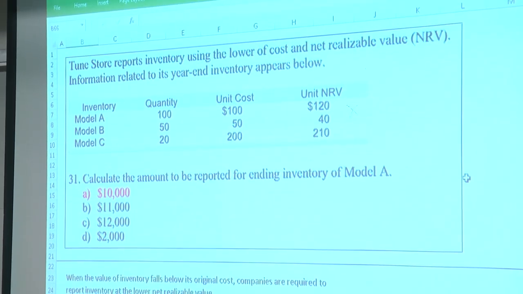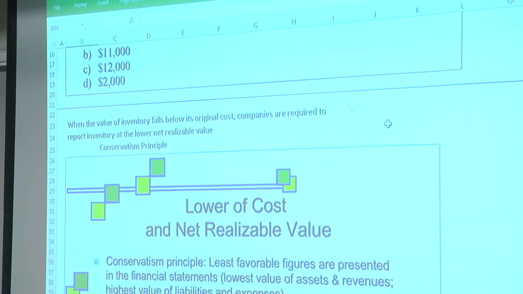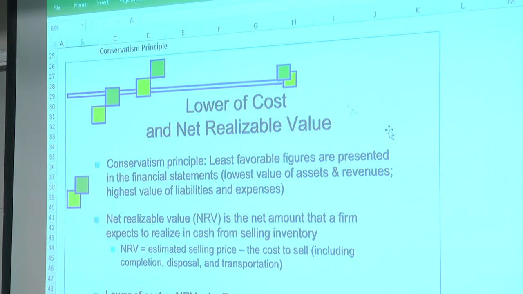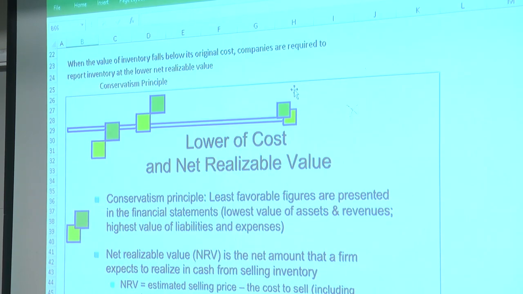Question 31. Tune Store reports inventory using the lower of cost and net realizable value. Information related to its year-end inventory appears below. So it gives you three different models of inventory, their quantities, their costs, and their net realizable value. So net realizable value, I copied a slide here from your notes. And I wrote a little note here. When inventory falls below its original cost, companies are required to report inventory at the lower net realizable value.